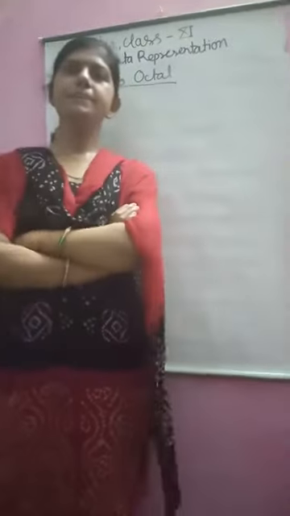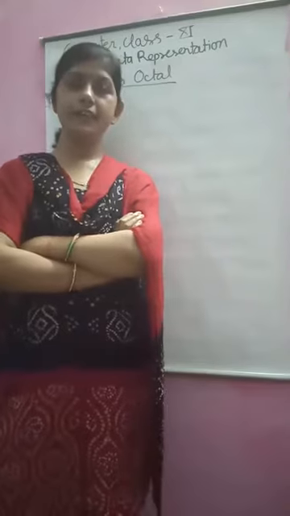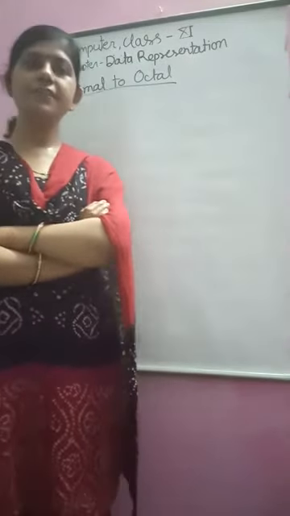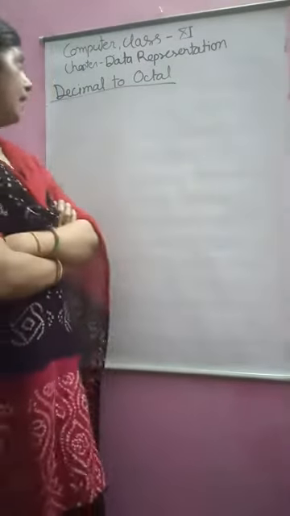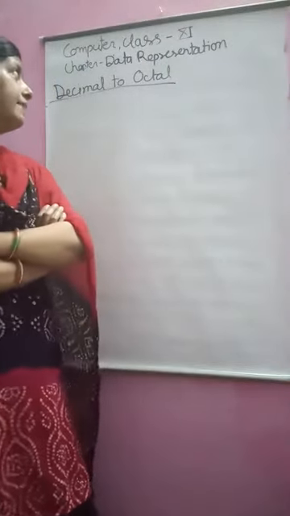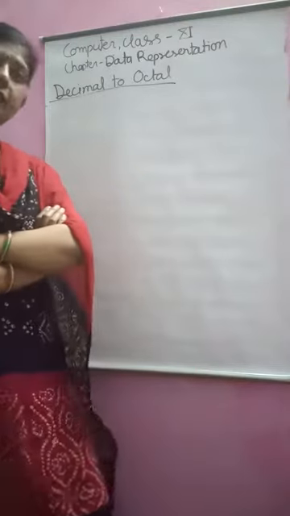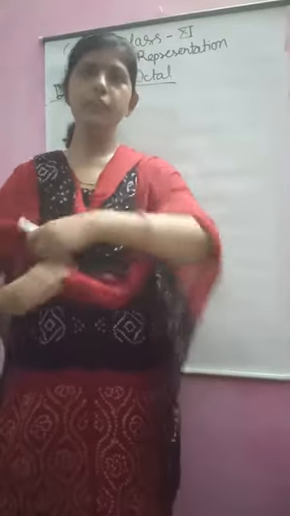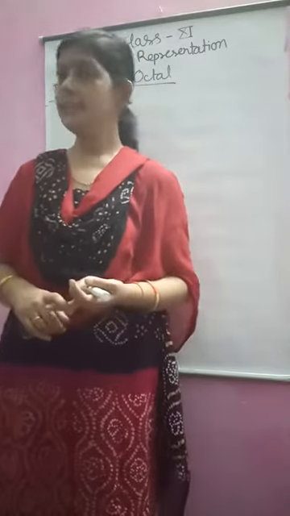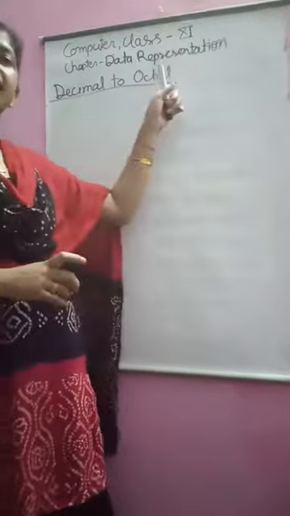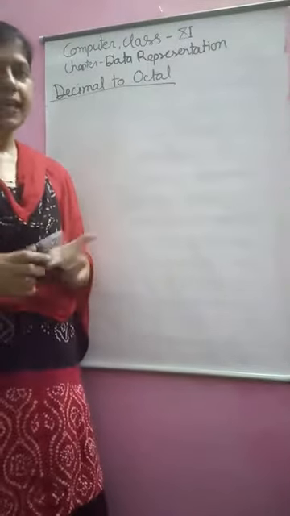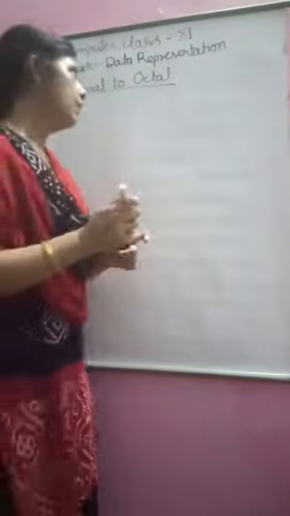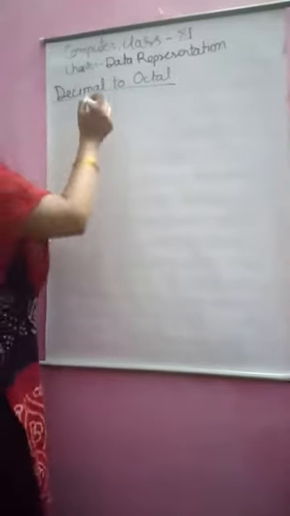For converting decimal to binary, you have to divide repeatedly by 2 till you receive the quotient 0. And to convert from decimal to octal, you have to divide by the same method. But in binary, you divide by 2, and in octal, you divide by 8, because the base of the octal number system is 8. You have to divide using 8.